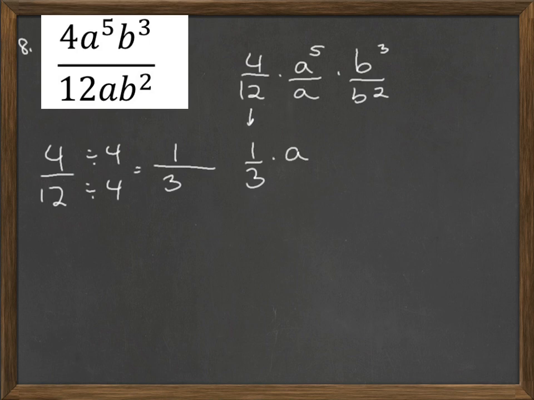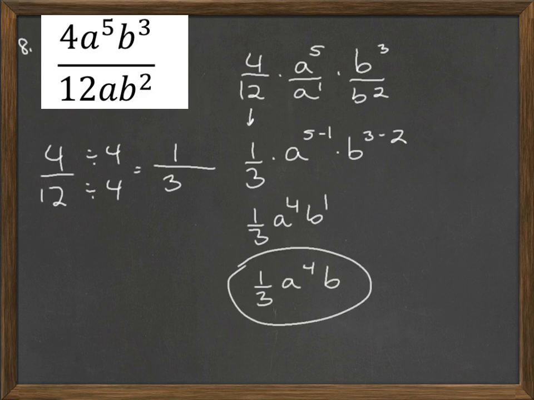Then we're going to apply the quotient rule. Remember, this is really a to the first power. So we have a to the 5 minus 1 power, and then we have b to the 3 minus 2 power. Well, 5 minus 1 is 4, and 3 minus 2 is 1. So we have 1/3 a to the fourth, b to the first power, or even more simply, we can write it as 1/3 a to the fourth b. And that's it. That's our final answer.